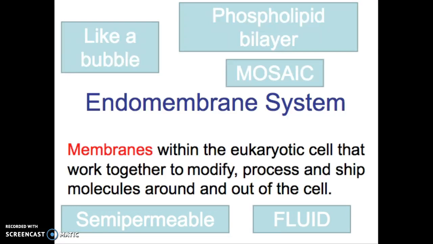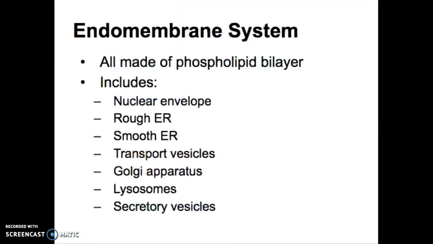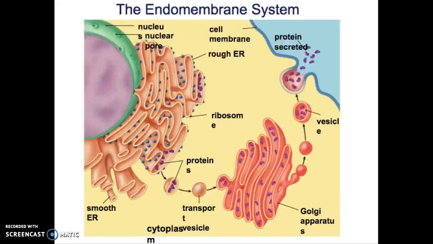They're also semi-permeable, which means some stuff can go in, some stuff cannot, and they're fluid. They are movable, okay? So the endomembrane system is all made of phospholipid bilayer. They include these 7: the nuclear envelope, the rough ER, the smooth ER, remember ER stands for endoplasmic reticulum, transport vesicles, the Golgi, lysosomes, and secretory vesicles. So this is a nice picture of the endomembrane system.